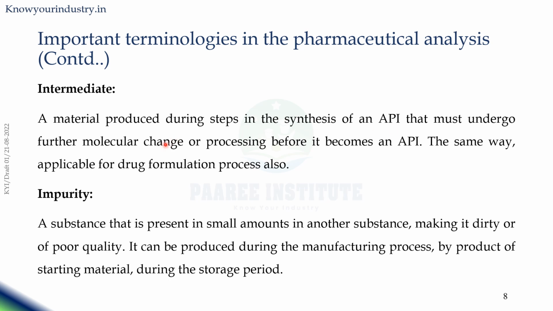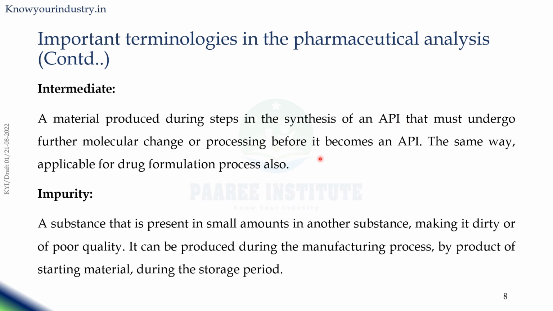That means from the source material, the active pharmaceutical ingredient is synthesized. In between, it is transformed into a different chemical compound. So from the source material, a chemical compound is formed, and from that chemical compound, the API is synthesized. So in between, there is a chemical compound called an intermediate. Those intermediates are also supplied by many manufacturers for the synthesis of the final active pharmaceutical ingredient.